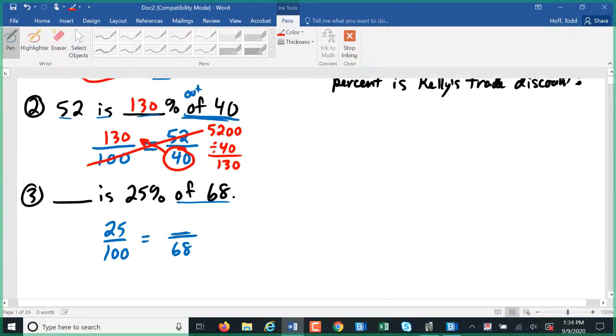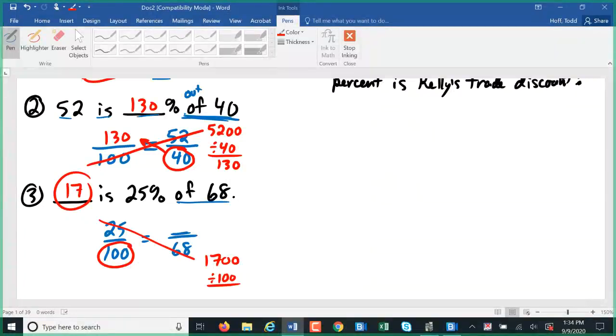And again, we cross multiply and divide. So the two numbers that are diagonal are the 25 and 68. We multiply those to get 1,700. The third number we divide by, the 100, giving us 17. 17 is 25% of 68. Any questions on that?